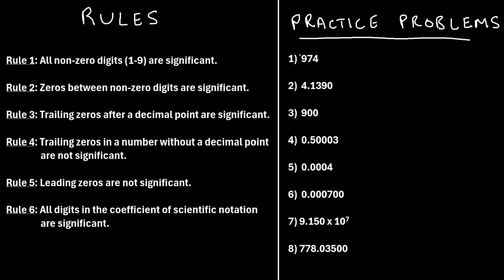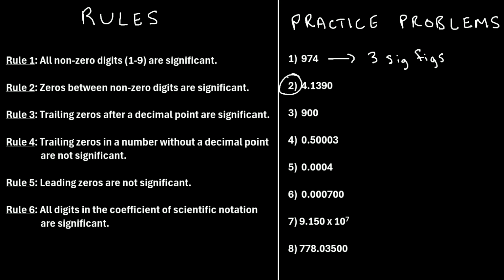So let's consider this first number here, 974. How many significant figures are in this number? Well, remember rule number 1. All non-zero digits are significant. So in this case, we have 1, 2, 3 non-zero digits. All of these digits are between 1 and 9. So all 3 of these digits are significant. So we'll say that this number has 3 sig figs.